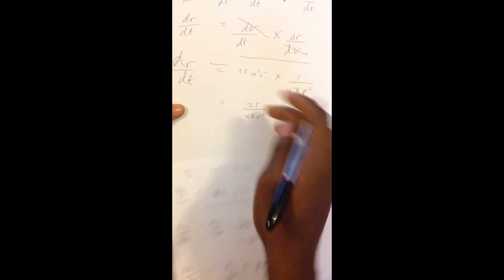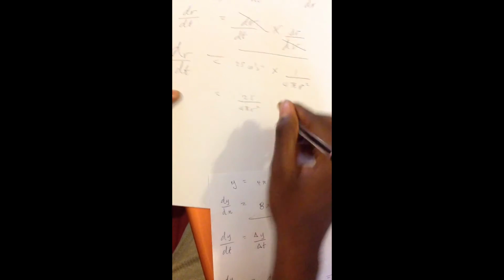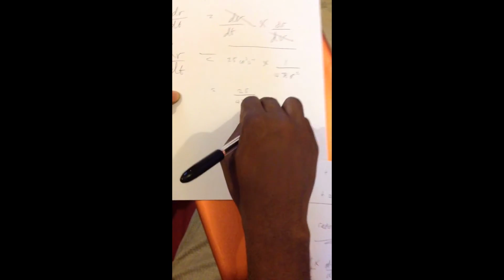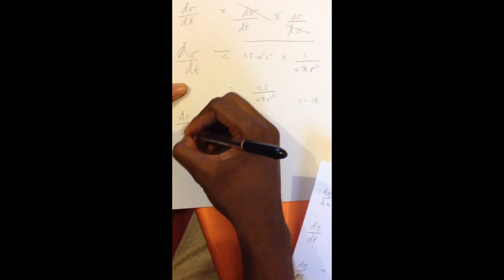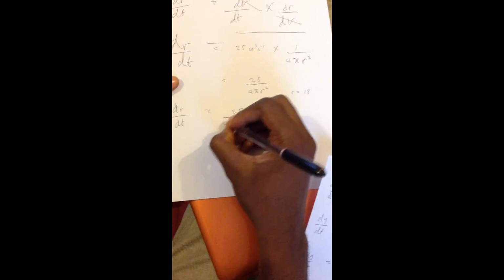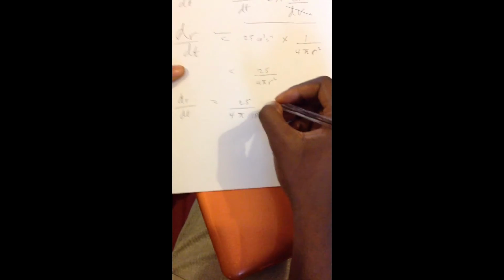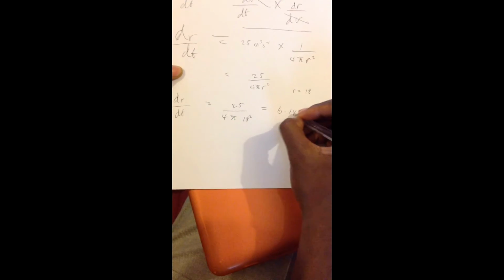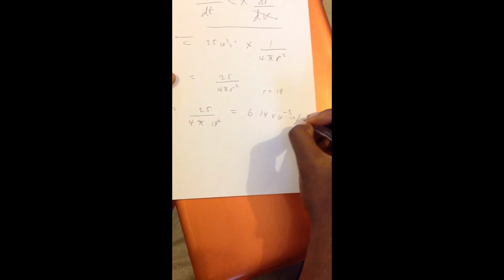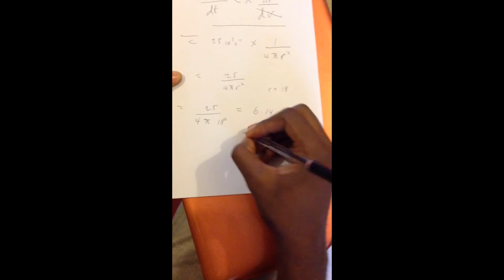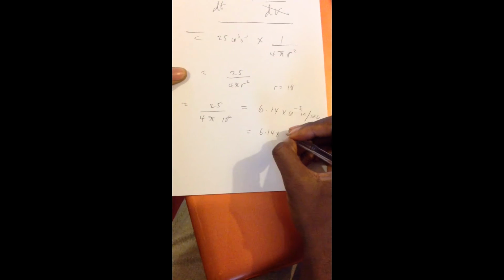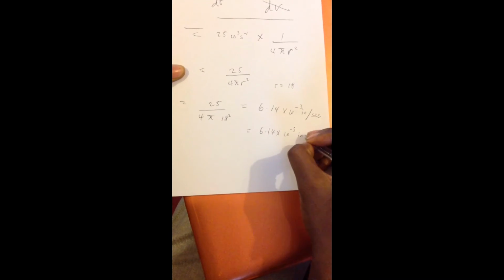Now, looking at this, we're meant to calculate it when the radius is 18 inches. So when r is equal to 18, if you substitute the value of r into this, dr/dt will be equal to 25 over 4 pi 18 squared, which gives us 6.14 times 10 raised to the power minus 3 inches per second. 6.14 times 10 raised to the power minus 3 inches per second. And that is your answer.